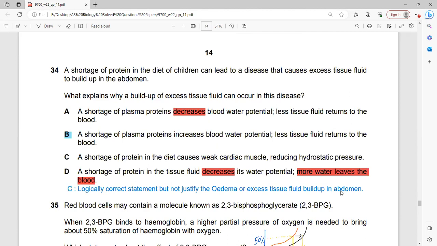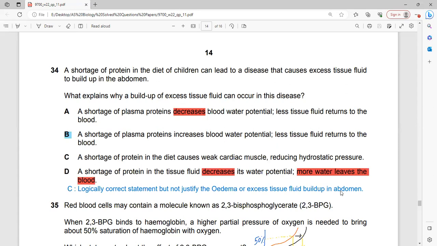A shortage of protein in the diet of children can lead to a disease that causes excess tissue fluid to build up in the abdomen. Whenever extra tissue fluid accumulates in a body part or the abdomen, it is a kind of edema, a condition in which the extra tissue fluid is stored in the body and is not moving back. So what explains why the buildup of excess tissue fluid can occur in this disease? What is the main cause for that?